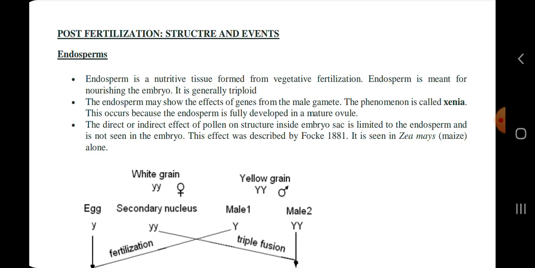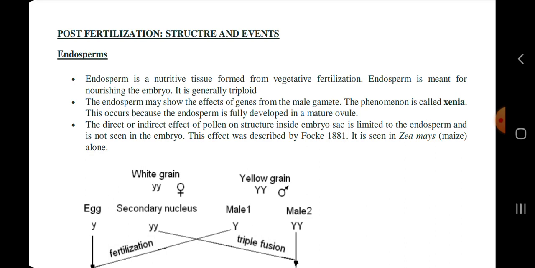Endosperm. Endosperm is the nutritive tissue formed from vegetative fertilization. Endosperm is meant for nurturing the embryo. It is generally triploid, and the endosperm may show the effects of genes from the male gametes, and this phenomenon is called xenia. ठीक है?